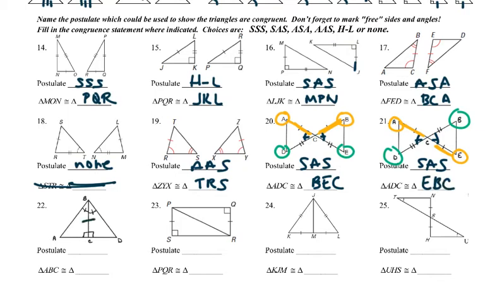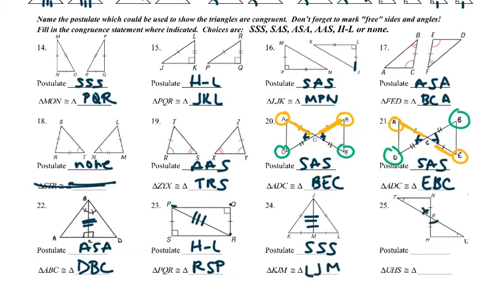Here I've got a free side that gives me angle, side, angle, ABC with DBC. Free side here is HL. PQR is going to go with RSP. Free side here, side, side, side, KJM, LJM. And then free angle here, this one is angle, angle, side. And again, it's the N going with the H. So let's see, UHS is going to go with TNS.